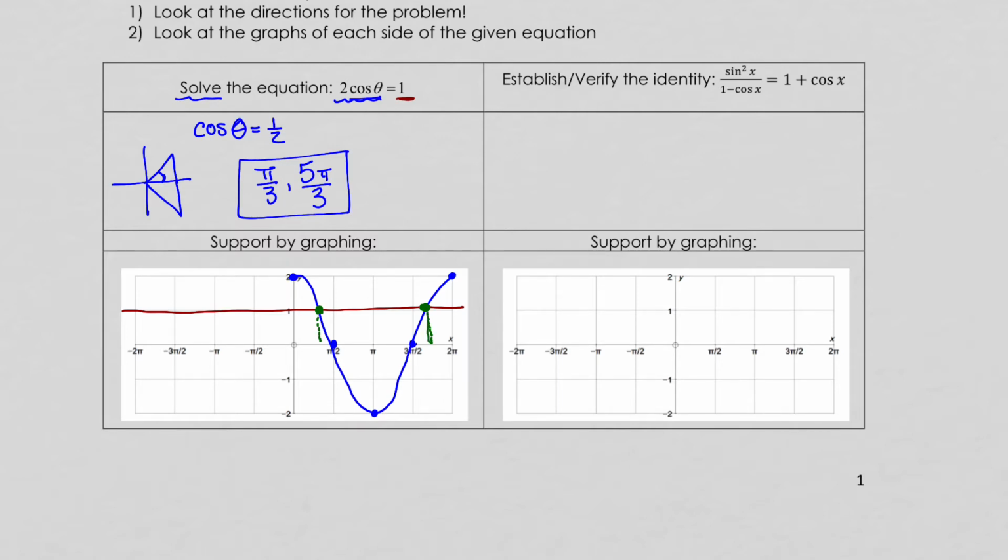Okay? All right, so establish or verify. Those directions are telling me I'm going to prove that this side equals this side, so I don't cross the equal sign. All right, if you can't see that right off the bat, we could graph it. So let's graph the left side. That is not a graph we have graphed anything that looks like that. So use your calculator or Desmos to graph it, and you will get a graph that looks like this.